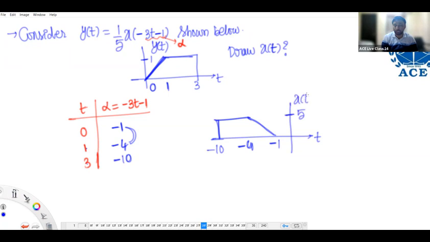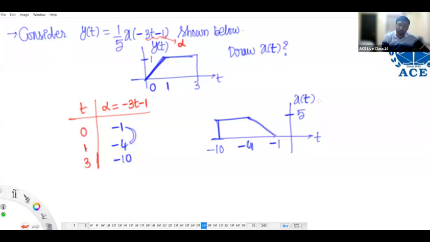We should take amplitude as 5 because 1 by 5 times 5 becomes 1. Assume the bracket term as alpha. First observe at which instant the changes are occurring for y of t. Observe equivalent alpha, t plus 0, alpha minus 1. T plus 1 is minus 4, t plus 3 is minus 10. The 0 to 1 ramp function is for the original interval minus 4 to minus 1. 1 to 3 is minus 10 to minus 4.